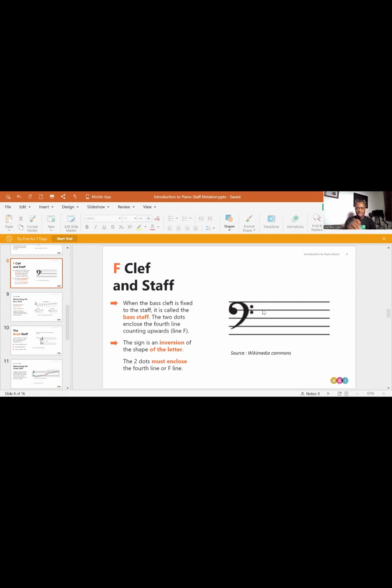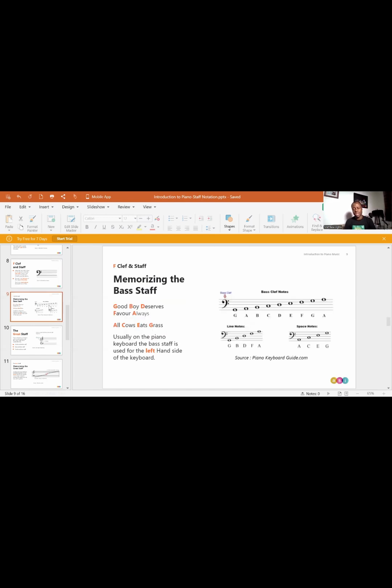So we move to identify the names of the notes on the lines and spaces of the bass staff. Looking at our slide on the screen, we have the names of the notes on the lines, and we have the names of the notes on the spaces. On the first line, we have G. On the second line, we have B. On the third line, we have D. On the fourth line, we have F. And on the fifth line, we have A. This can simply be summarized as Good Boy Deserves Favor Always. G, B, D, F, A as on the lines.